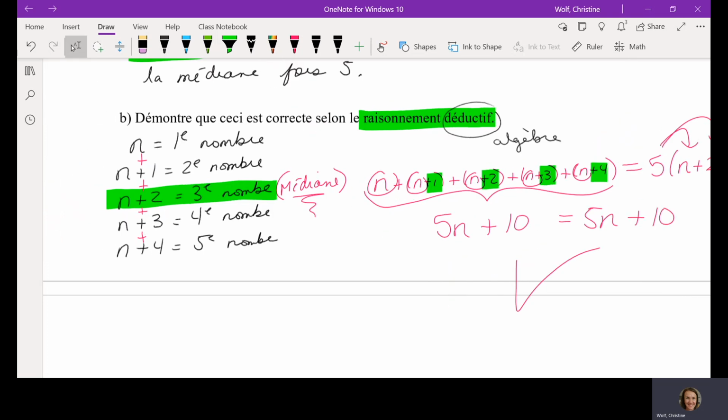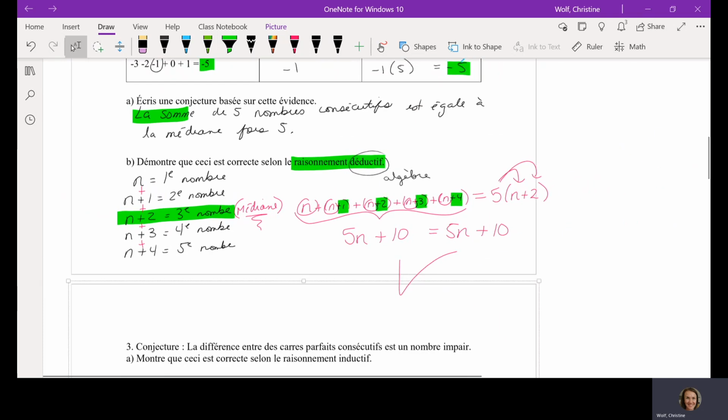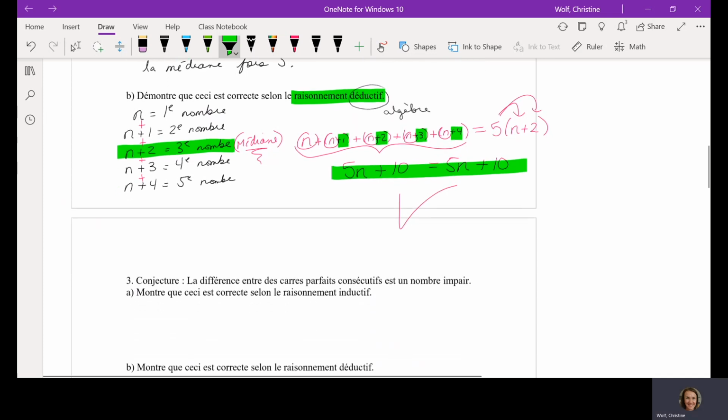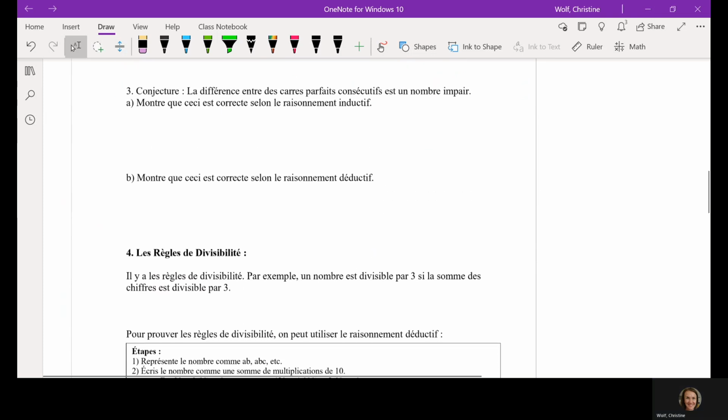Et parce que n peut être n'importe quel number because n could be any number. N could be 6, n could be 20, n could be 30, n could be 500. Ça fonctionne pour tous les cas. So, on a juste prouvé avec l'algèbre que ceci est toujours vrai. OK? Parce que l'équation est la même que la gauche que la droite. OK. À la prochaine. So, ici, j'ai une conjecture.